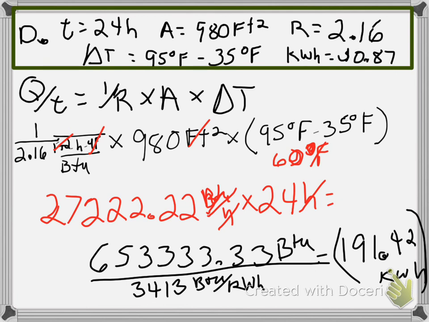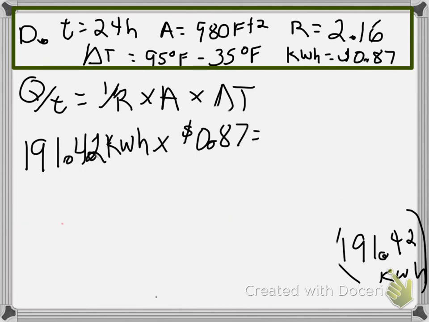Now I'm going to times it by the money amount. So I'm going to take my converted unit of energy loss in kilowatts, and I'm going to times it by the 87 cents, and I get $166.53.9, so it's going to round up to 54 cents. So that's my final answer for question D.